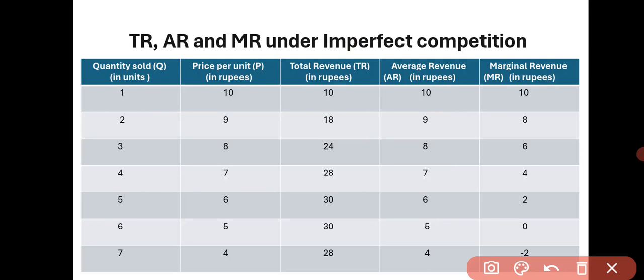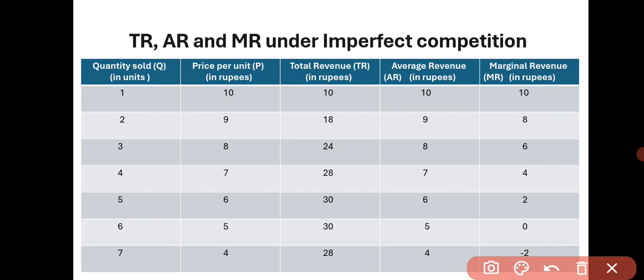So it is first 10 minus 0, that is 10. Then 18 minus 10, 8; 24 minus 18, 6; 28 minus 24, 4; 30 minus 28, 2; 30 minus 30, 0; 28 minus 30 is equal to minus 2. So, this is how marginal revenue is calculated, right.